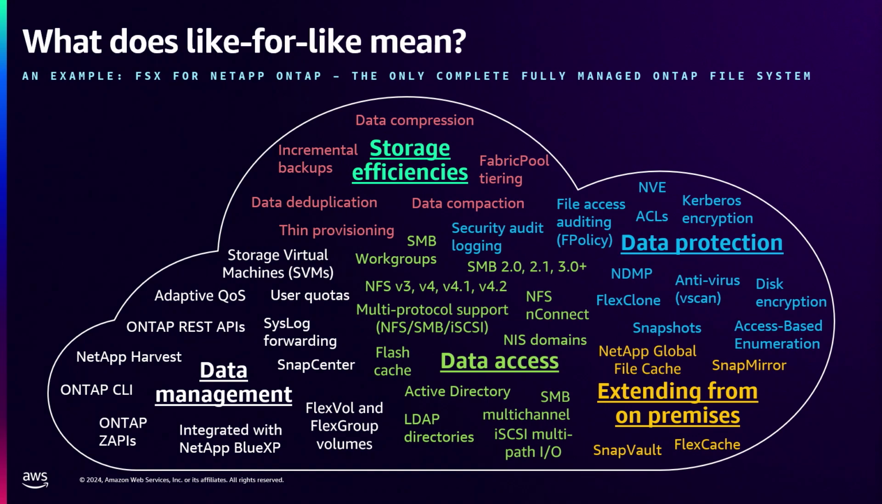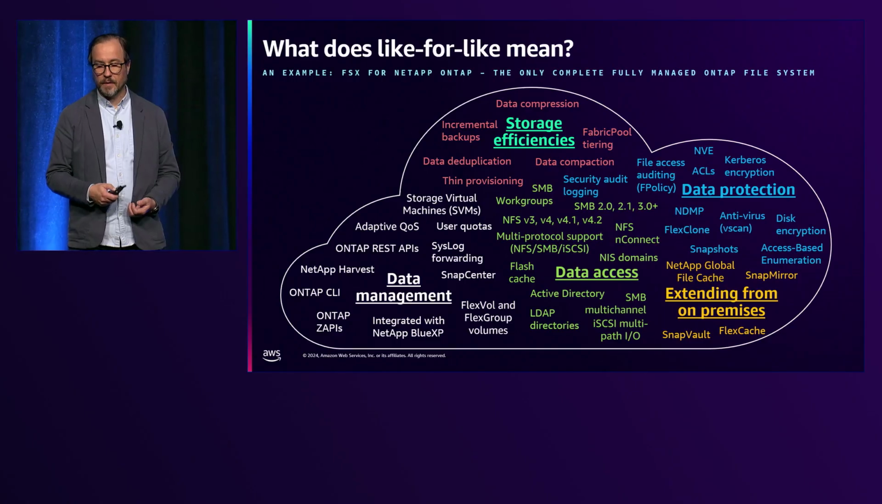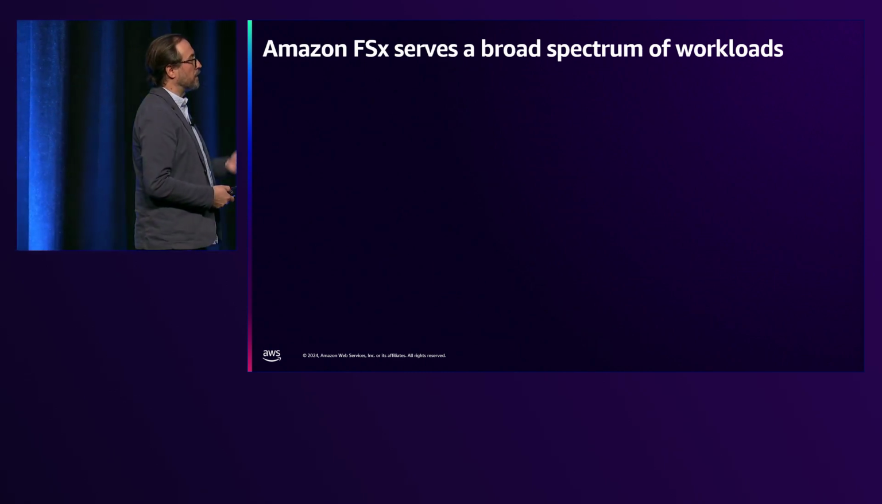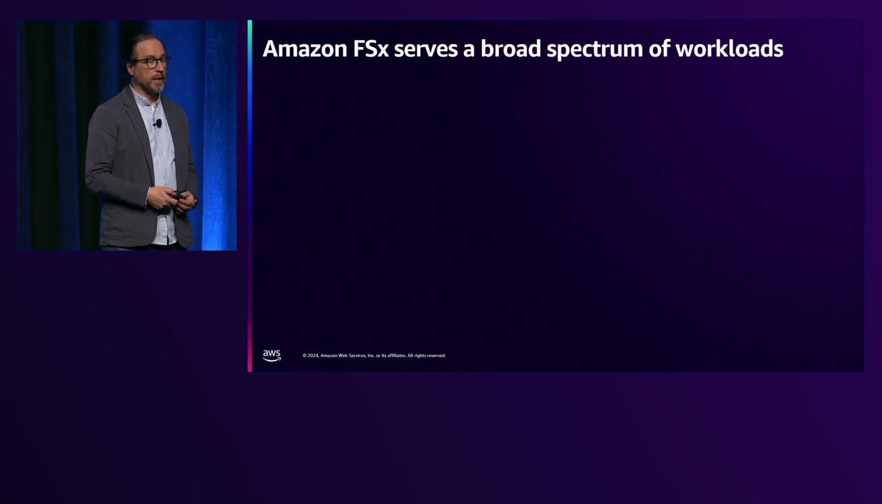So this is just FSx for NetApp ONTAP. Think about all the things you could do with Windows File Server and PowerShell. Think about all the things that you could do with ZFS or Lustre. All that stuff is going to be the same in the cloud as you do on premises today. So I'm going to cover 4 workloads here, and I'm going to have customer examples for each, and then I'll turn it over to Nikhil.